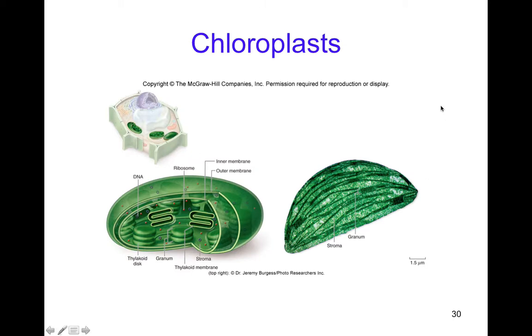So you see here, here's a structure. You see these pancake-looking things. Each one of those is a thylakoid. The stack of them is called a grana, and then this empty space in here, that's called the stroma. So you should be able to label a picture of a chloroplast or a mitochondria and be able to label these different structures.